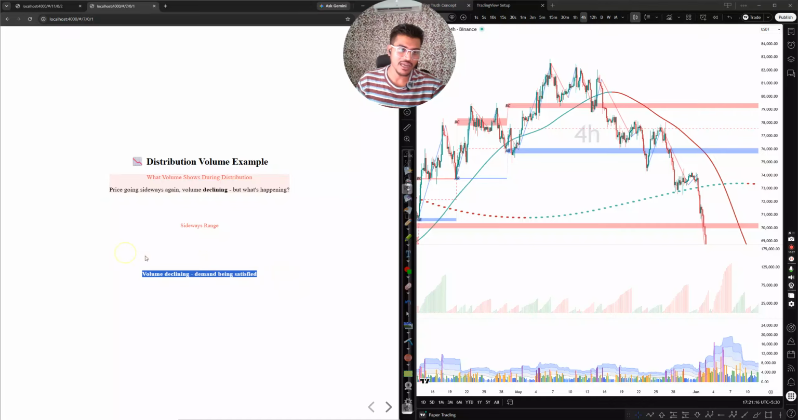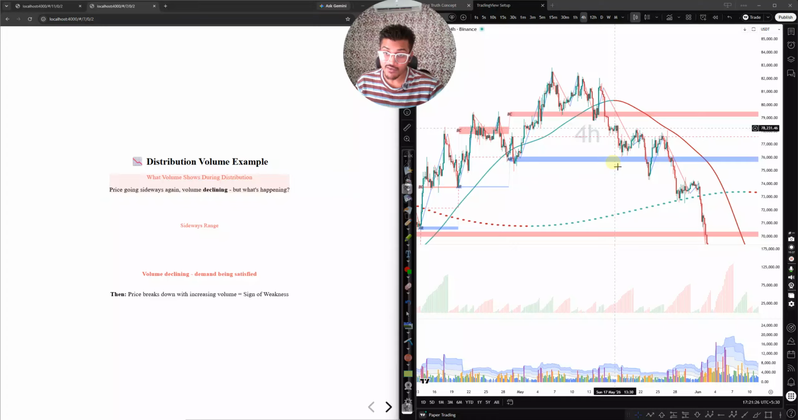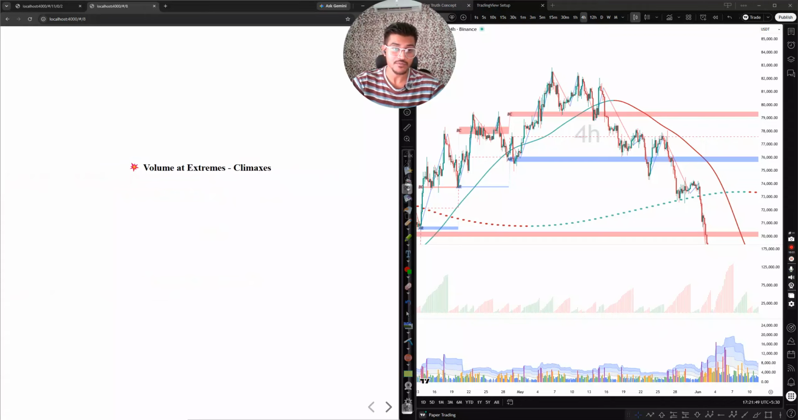So this is called demand being satisfied. And then what happens is that price breaks down. You see price breaks down here, a big wave downside with increasing volume. That's what we see here, and that's your sign of weakness. After this sign of weakness, you see this pullback, low volume, boom, short, right? So that's how the distribution example for volume works.